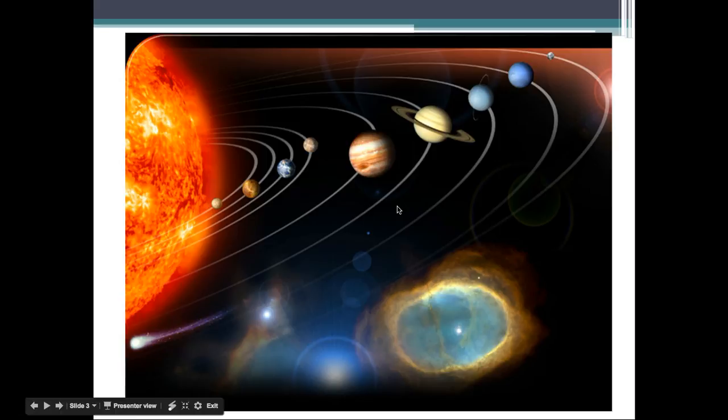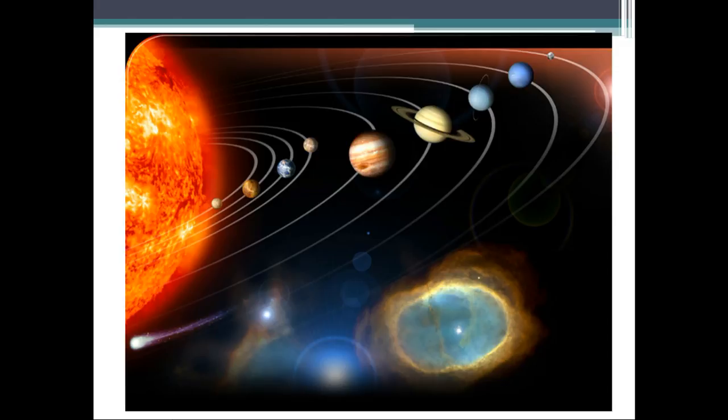But in fact, it would take ridiculous amounts of time to get from one planet to the next. To get to Mars, it looks like I could just jump right over. But it actually takes about a 9-month journey just to get to Mars. It's almost a year. So these distances are hard to describe using just kilometers.